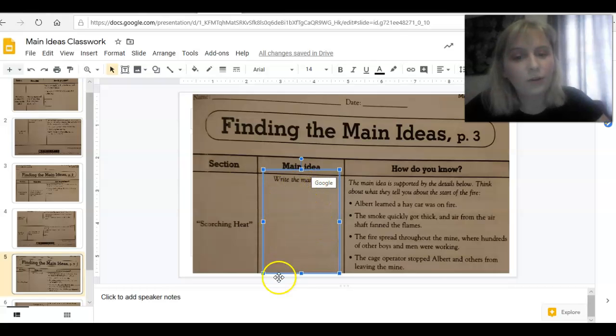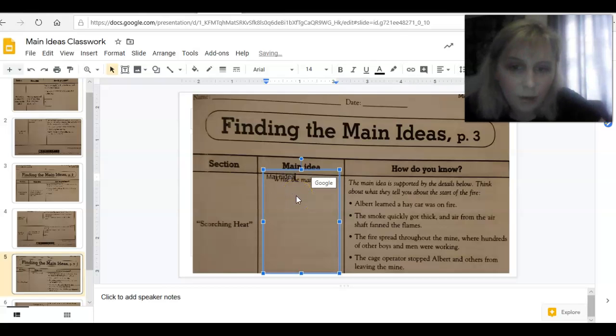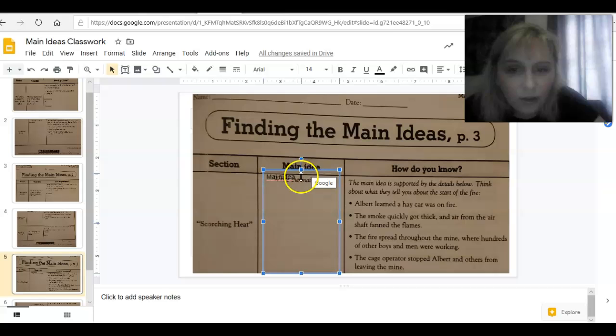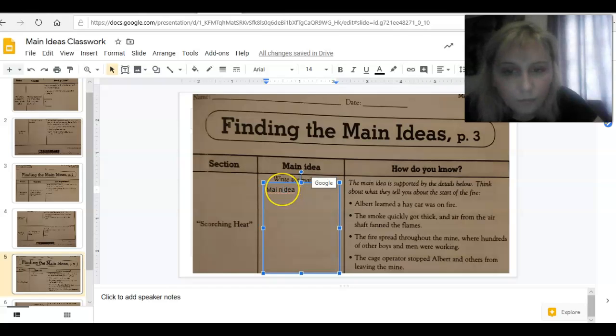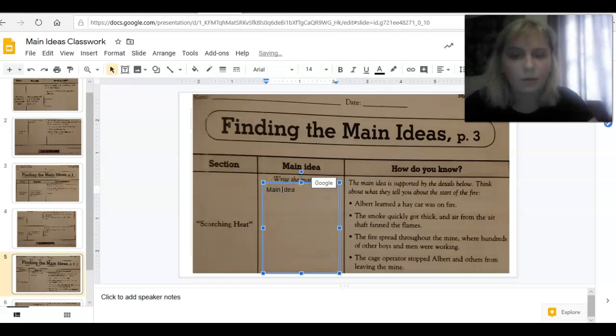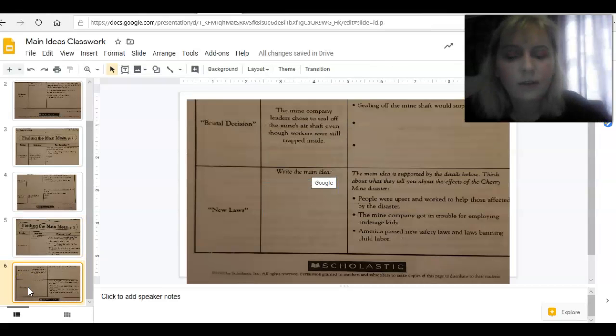So when you come up with your main idea, the one that ties all 4 of these together, you'll type it in here. I would move it down just a little bit because it's hard to see over the print that they have there. And again, you can adjust those as you need to. All right, you're going to move on to the last slide for the last two questions.